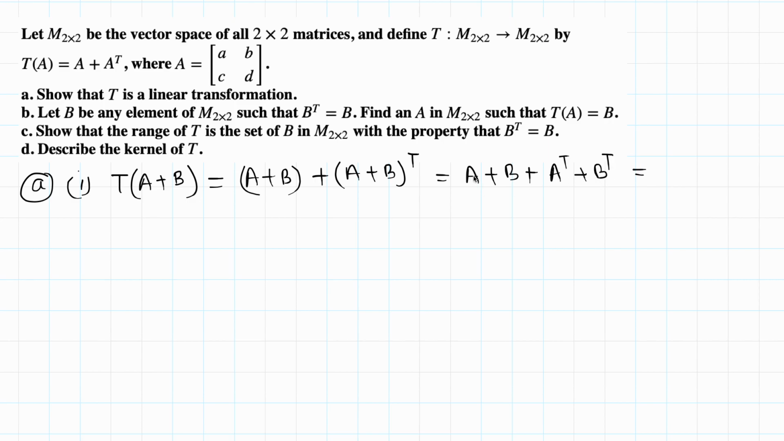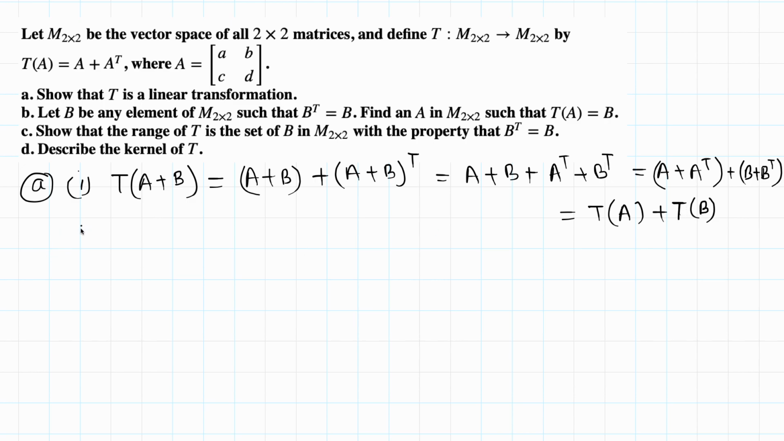Now we can rearrange: A plus A transpose, let me put them together, plus B plus B transpose. And the first is in fact the same as T of A, plus this one is T of B. So we showed that T of a sum is the sum of the transformations.